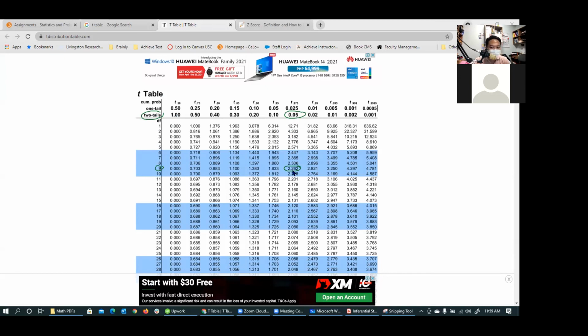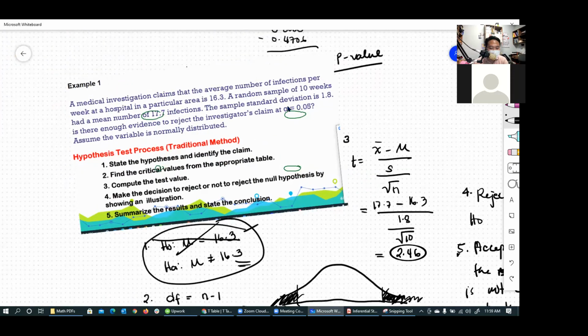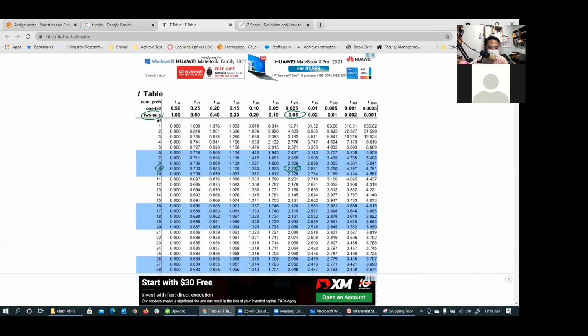Question. Yes, Ricardo, the alpha is 0.05. It's given in the problem. More questions? So you use DF and alpha. Degrees of freedom and alpha. And do not forget whether it's two-tail or one-tail. In this problem, it's two-tail because the alternative hypothesis says not equal to.